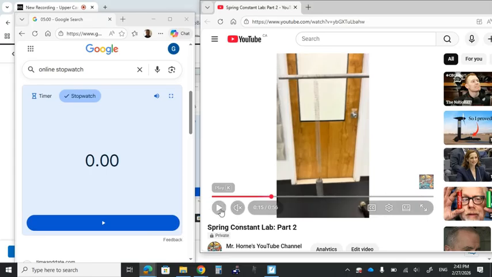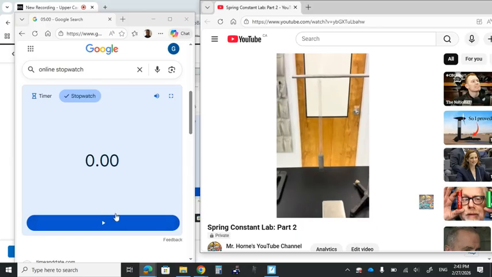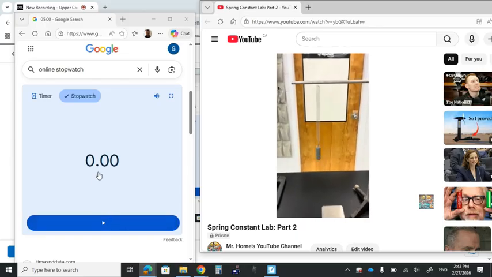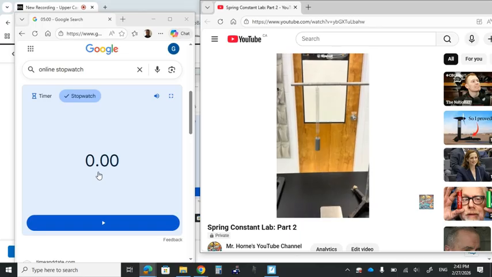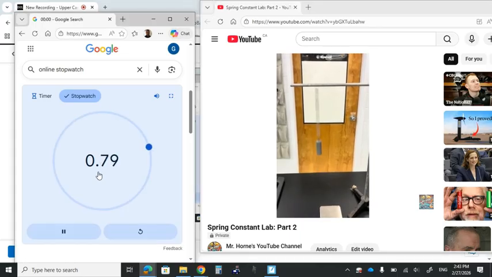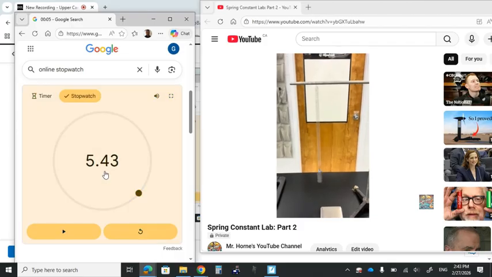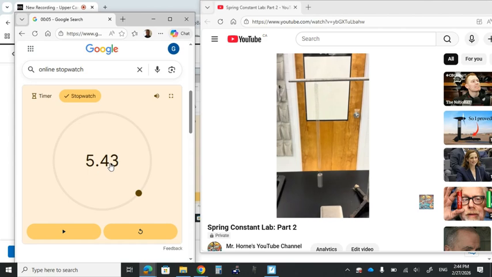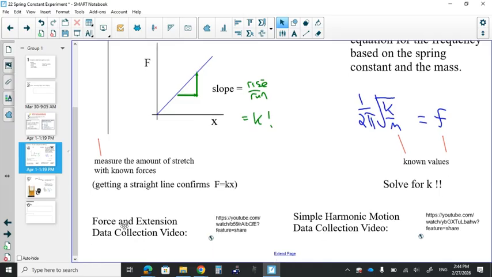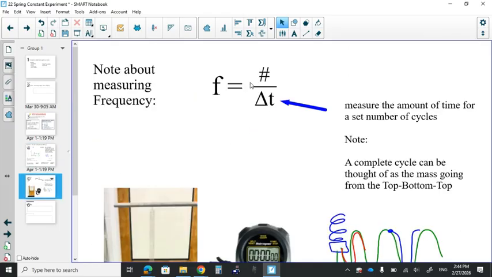All right, so press play here. This thing's bobbing up and down, right? So I'm going to look at it and be like, okay, there it is at the top, right? So it's like start, and there's 1, 2, 3, 4, 5. For example, that's 5 cycles in 5.43 seconds, right? So the frequency calculation would be the 5 cycles divided by that time. Okay, that's going to be a frequency value.